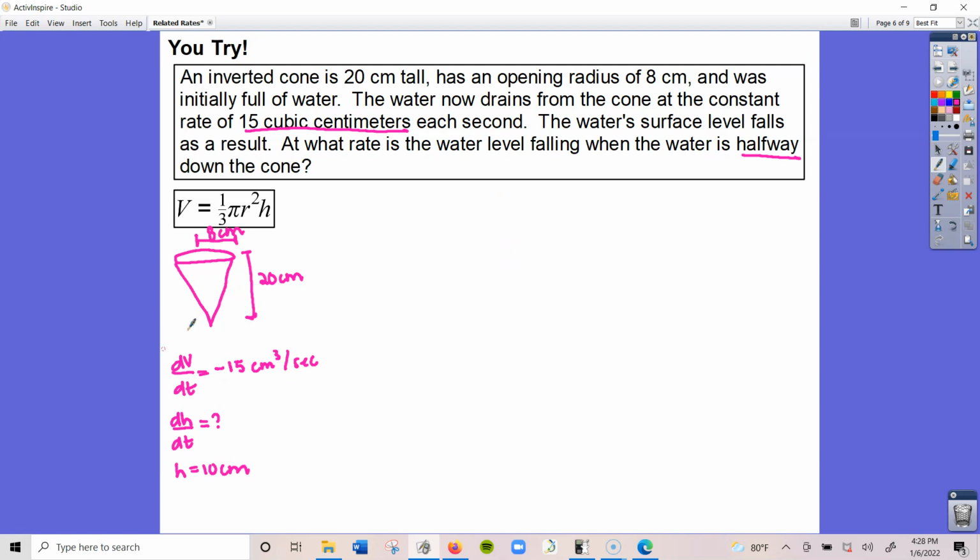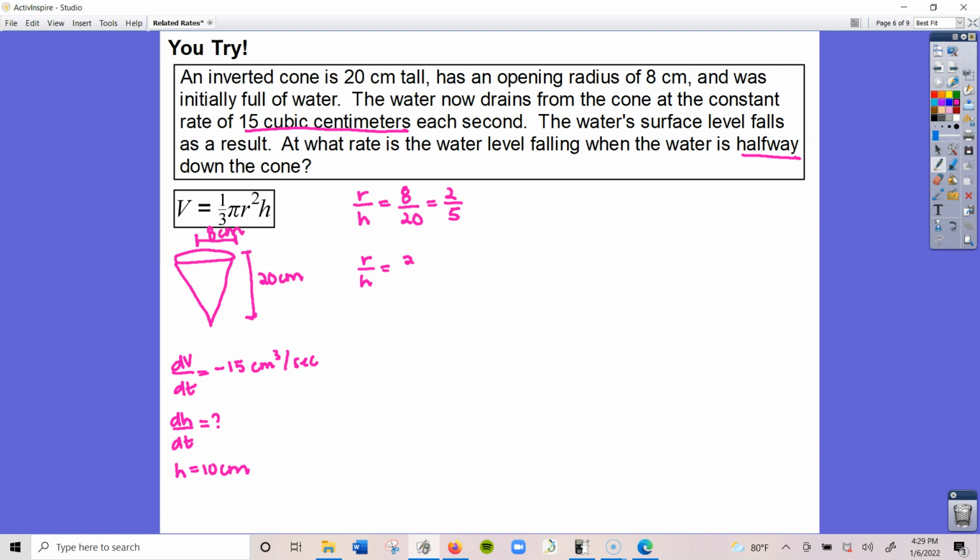So now, what are we going to do? We have here the h and dH dt and dV dt. We have my volume equation. We want this equation to only have h's. So the first thing I do with all of my cone problems is I create the ratio. R over h is 8 over 20, which can be simplified by 4, which is 2 over 5.